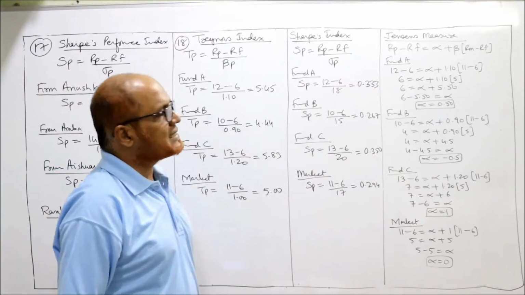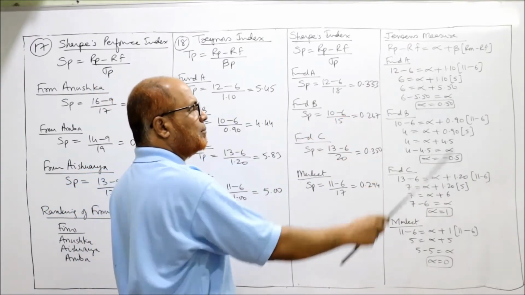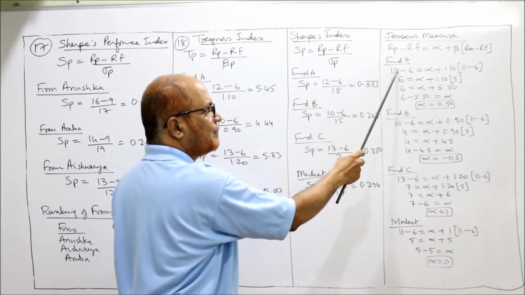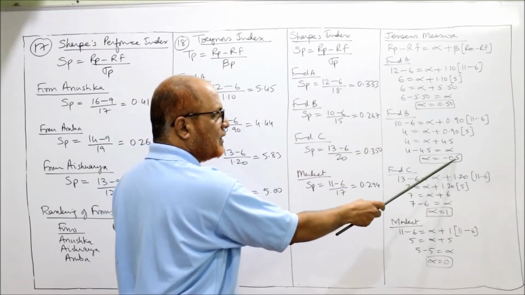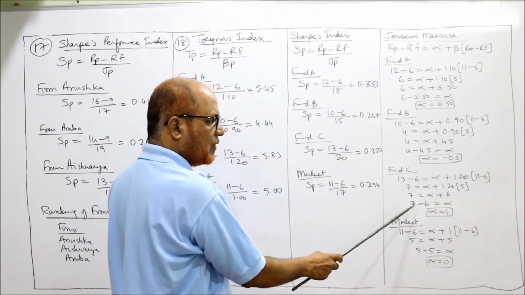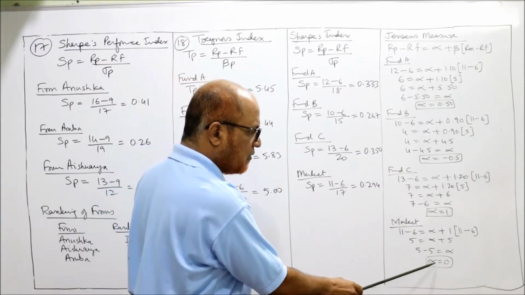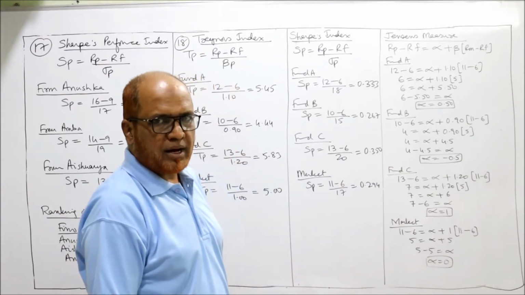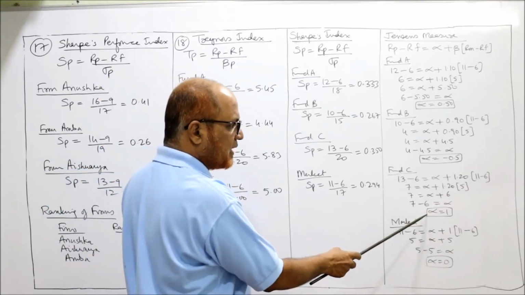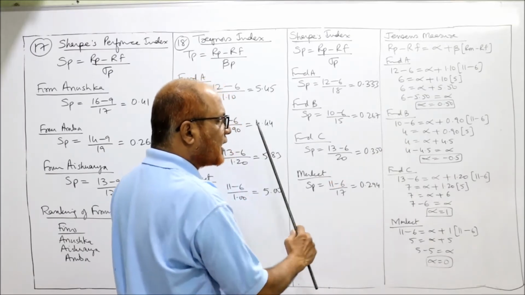Now we'll come to Jensen's measure. RP minus RF is equal to alpha plus beta into RM minus RF. We substitute the values, we get alpha 0.5 for A, minus 0.5 for B and 1 for C. Again, for the market index, alpha will always be 0. The market measure will always be 0. Now, fund C is much better because it is positive. Then A, then B.